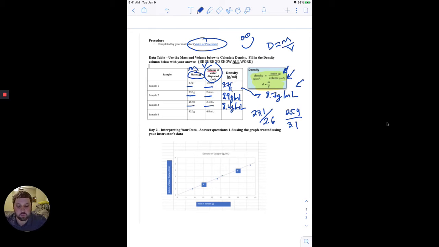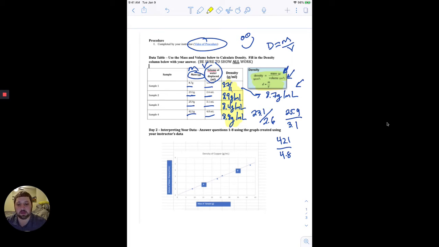So if we look, we can see our trend is pretty much staying the same. 8.7, 8.9, 8.4. We're pretty close. Let's take a look at sample 4 and see if we get the same density or something similar. So again, I'll write out our 42.1 divided by 4.8. I'll plug it in my calculator, and I get 8.77. I can round that to 8.8, and again, that's grams per milliliter. So if we were to look at a trend in our data, we would see that the pattern is staying the same. It's pretty close, okay?